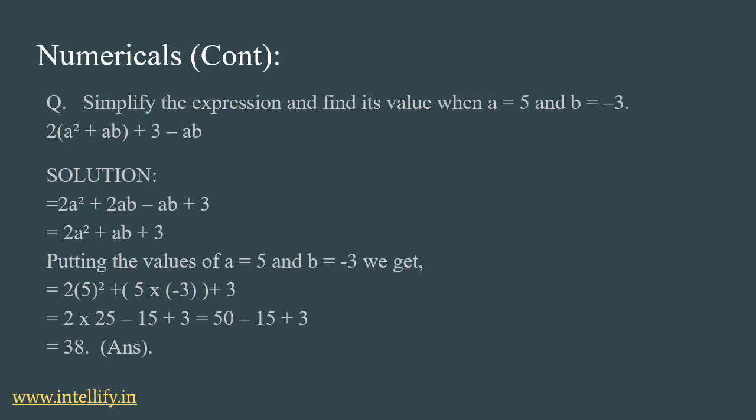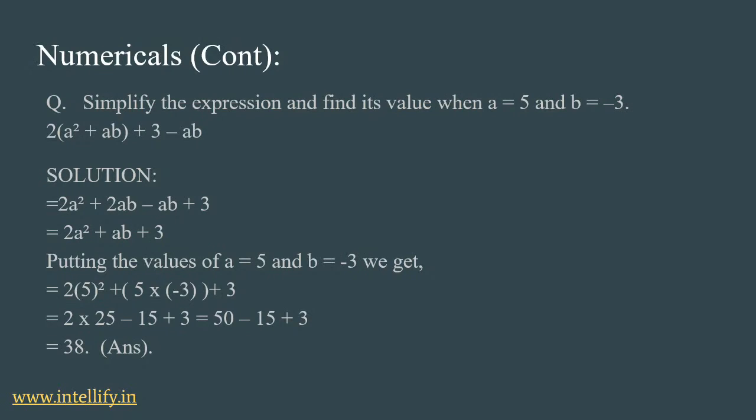Simplify the expression and find its value when a equals 5 and b is equal to minus 3. Again, an expression has been given to you and you have to put the value of a equal to 5 and b equal to minus 3. So 2(a square plus ab) plus 3 minus ab. We will solve by first opening the bracket. So 2 gets multiplied with a square and ab. So we get 2a square plus 2ab plus 3 minus ab.